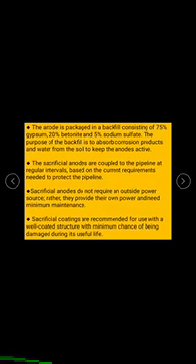Sacrificial anodes are coupled to the pipeline at regular intervals based on the current required to protect the pipeline. The sacrificial anodes do not require an outside power source, rather they provide their own power and need minimum maintenance. Sacrificial anodes are recommended for use with a well coated structure with a minimum chance of being damaged during its useful life.